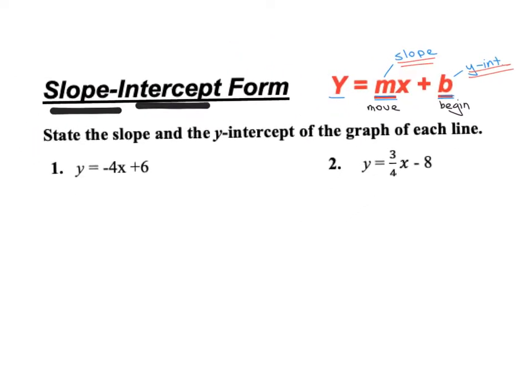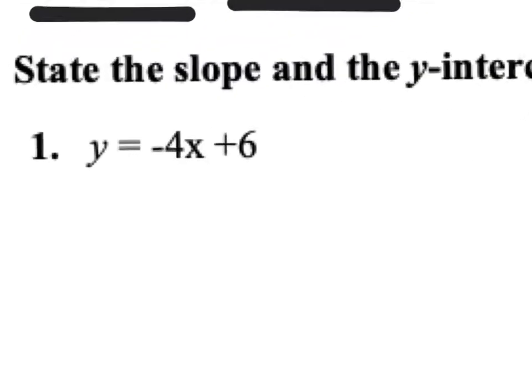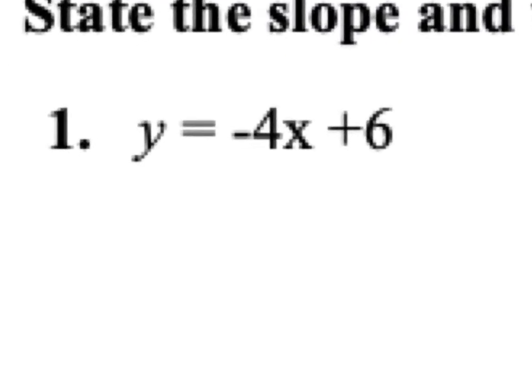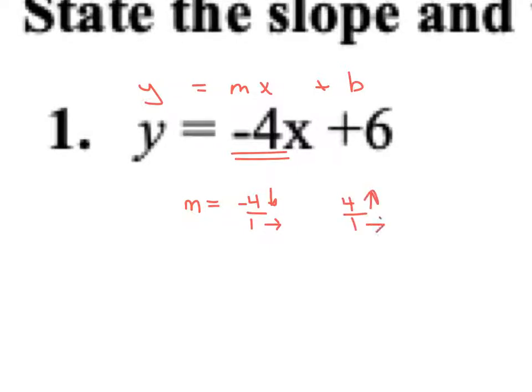So it says, state the slope and y-intercept of the graph of each line. So remember that slope-intercept form is always going to be in the form of y equals mx plus b. Your slope, or your m, is next to your x. So here our slope, m, is -4. Now we want to write our slope as a fraction, as we've been doing in the past. And remember that when slope is negative, we go down and right. And when slope is positive, we go up and right. So pretend that our -4 was actually a +4. We would write that as 4 over 1 and go up 4, right 1, instead of down 4, right 1.